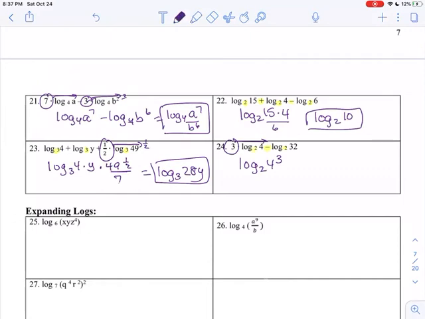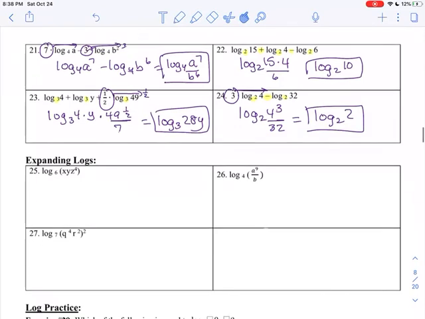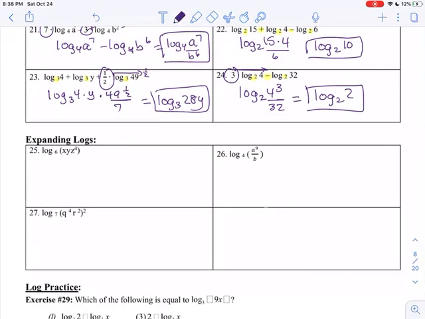The 3 is going to go back up as an exponent. Log base 2 of 4 to the 3rd. There is subtraction here, and they have the same base, so I'm going to combine those together. And when I combine them, it's going to be division. 4 to the third is really 64. 64 divided by 32 is 2.